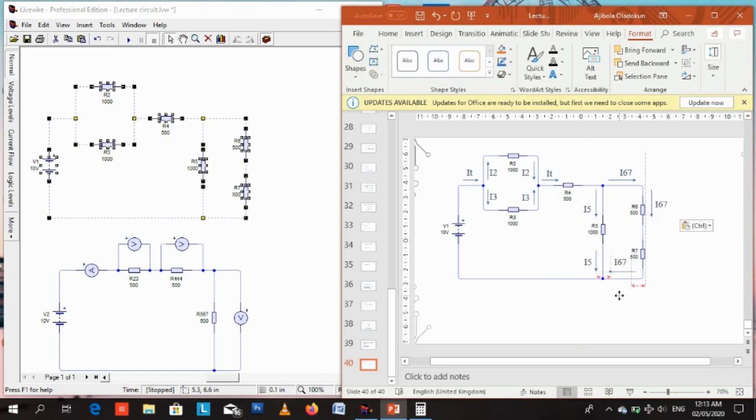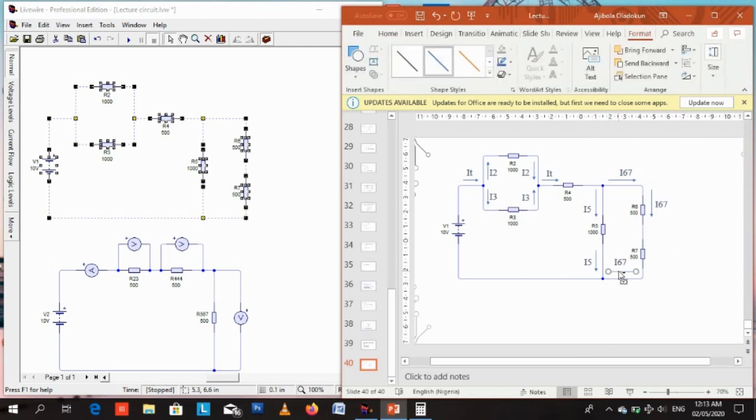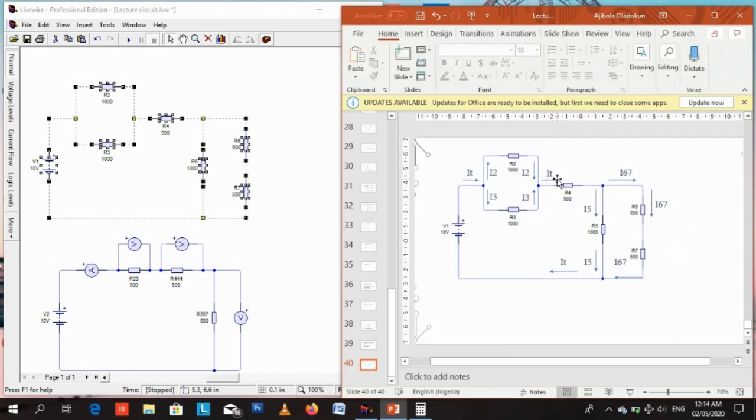So we are at another T junction now. Now I5 and I67 will combine together. When they combine together, they will form IT again. Remember that IT was what split initially to form I5 and I67. When I5 and I67 join together once again, they will form IT once again. So total current was what split up to form I5 and I67. Now I5 and I67 will join back again to form the original IT, total current.